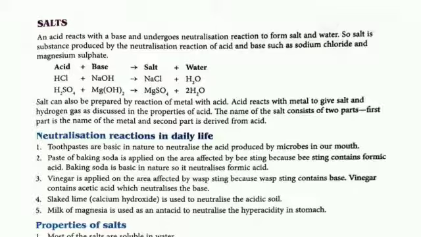Fourth, slaked lime, calcium hydroxide or lime water is used to neutralize the acidic soil. If the soil is very acidic, what will we do? We will put some base. So, calcium hydroxide is a good base. So, we put slaked lime, also called calcium hydroxide, and lime water to neutralize the acidic soil.